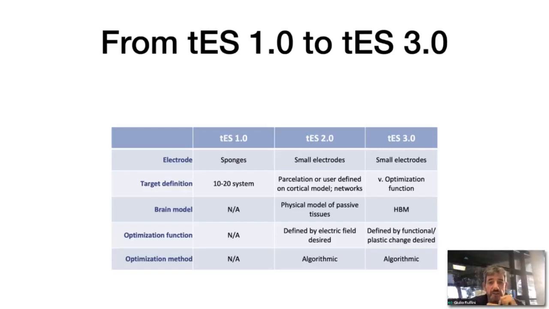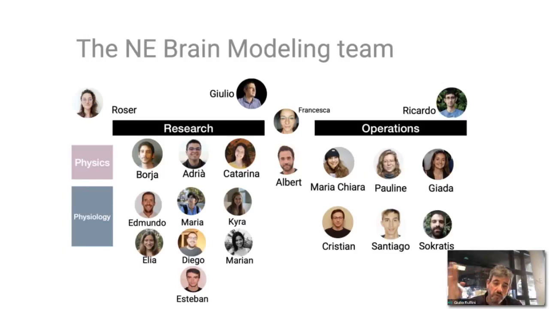Yeah, so this is a bit of a summary of where I think we are going. We started with what they call TES 1.0, where we work with sponges, with the target definition based on the 10-20 system, without really any definition of a brain modular optimization function, to where we are now in our clinical trials with small electrodes and physics-based targeting from targets specified by neurologists typically, and where we focus on the electric field, to what the last step is, where we want to actually have the target functions being defined by dynamics as well.